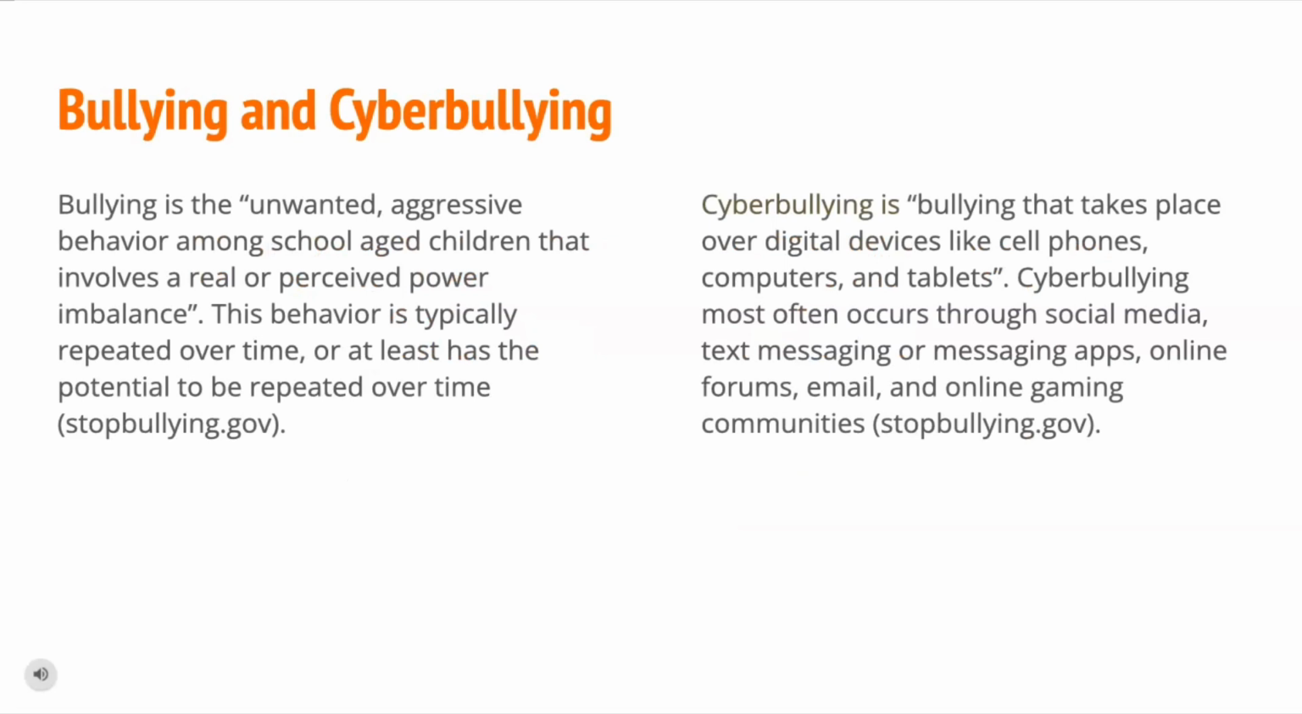Bullying and cyberbullying. Bullying is the unwanted, aggressive behavior among school-age children that involves a real or perceived power imbalance. This behavior is typically repeated over time, or at least has the potential to be repeated over time. Cyberbullying is bullying that takes place over digital devices like cell phones, computers, and tablets. Cyberbullying most often occurs through social media, text messaging or messaging apps, online forums, email, and online gaming communities.